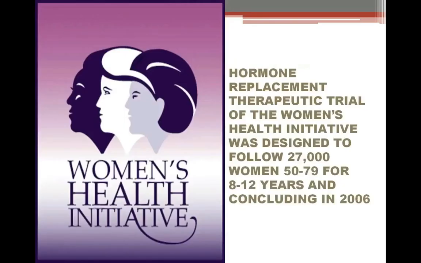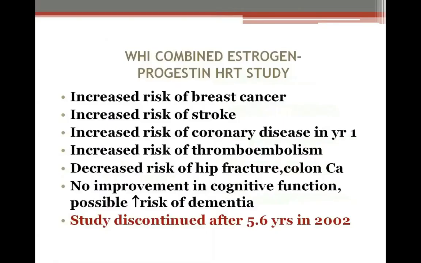If an effect is large, any study will find it. But if the effect is small, a lot of times you need a randomized controlled clinical trial with a lot of people in it to show it. So for this reason, the NIH devised a hormone replacement therapeutic trial called HRTT of the Women's Health Initiative. It was designed to follow 27,000 women between the ages of 50 to 79 for 8 to 12 years. I guess it started in 1994 and concluded in 2006, and that's the well-known study that you were reading about in the newspapers.